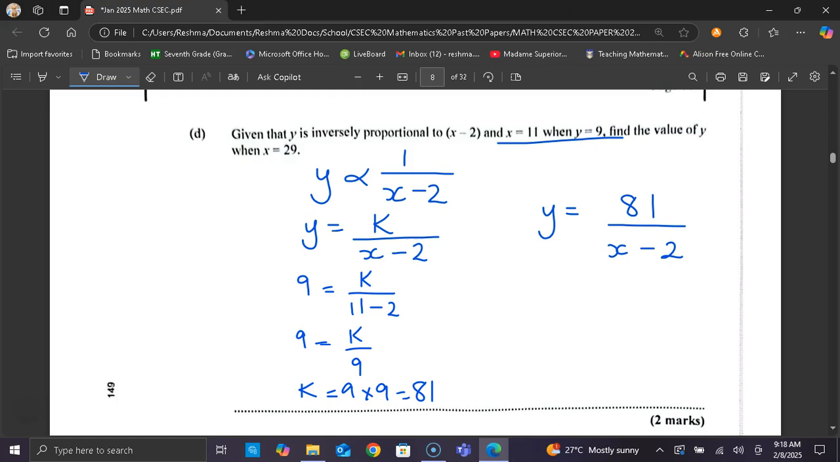So now I can find the value of Y by substituting X is 29. So it will be 81 over 29 take away 2, which is 81 over 27, which can reduce because 9 into 81 is 9, and 9 into 27 is 3, and 9 divided by 3 is 3. Yes, 81 divided by 27 is 3. So Y is equal to 3.